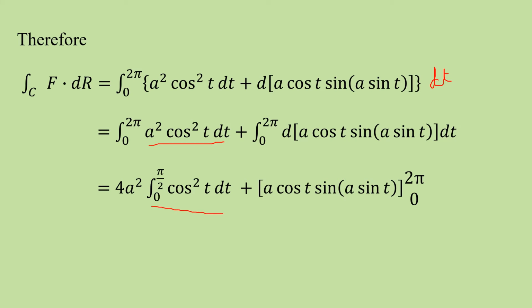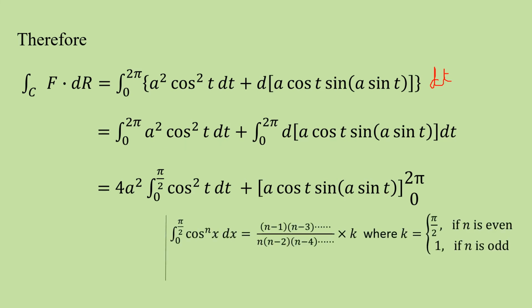This now is a standard formula, so we can use the reduction formula to evaluate this. But here the answer is already got: a cos t sine of a sine t. Apply the limit t equal to 2 pi, but sine of 2 pi is 0, so everything becomes 0. The lower limit is anyhow sine 0, so this gets cancelled. The only thing is I have to apply the reduction formula to get the answer of the second.